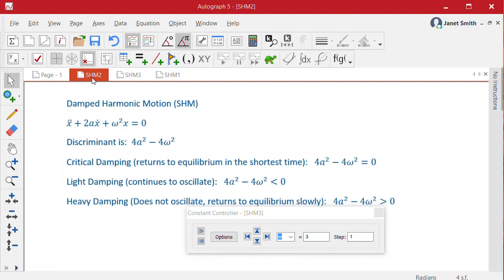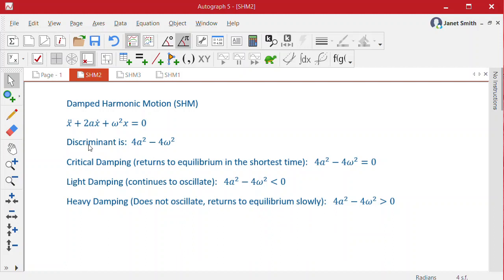Okay, let's now have a look at damped harmonic motion, which has this extra term in here. This is a velocity term, a constant, which I call 2a, times x dot, the velocity. If I look at the discriminant for this equation, we've got b squared, which is my 2a squared, minus 4ac, which is 4 omega squared. And we've got three situations. First, where the discriminant is 0. This is critical damping, where the particle returns to its equilibrium position in the shortest time.